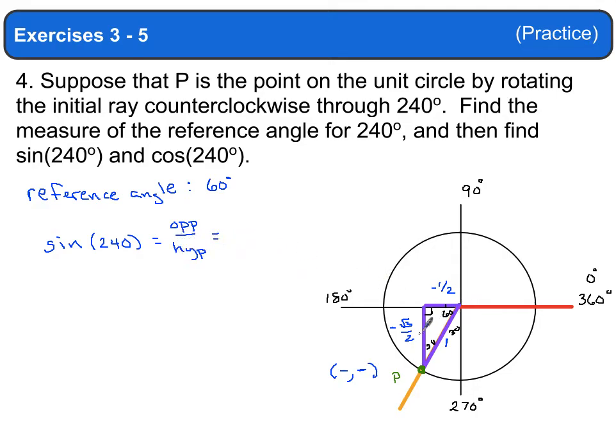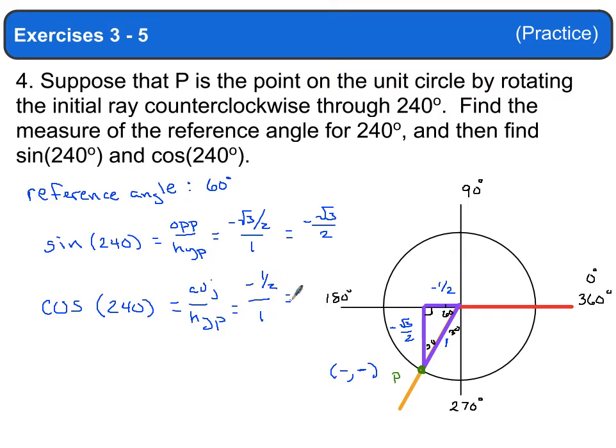So the opposite of 60 degrees is going to be the negative square root of 3 over 2. The hypotenuse is 1. And so we're going to get the negative square root of 3 over 2. And then the cosine of 240 is the adjacent over the hypotenuse. And so it's going to be negative 1/2 over 1. And so we get negative 1/2.